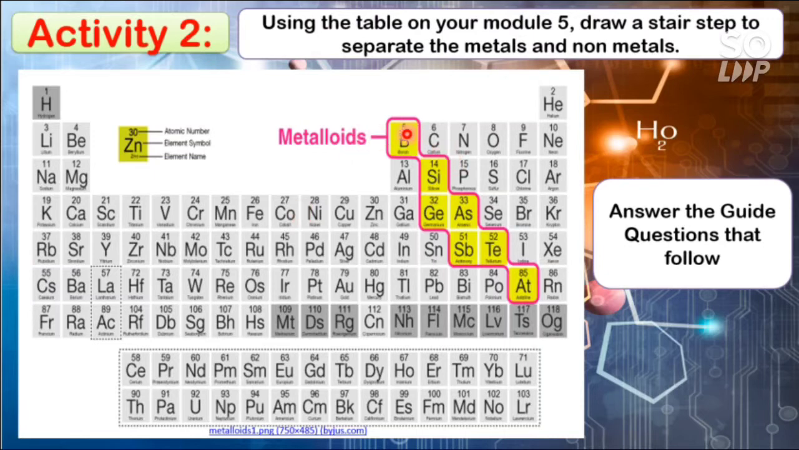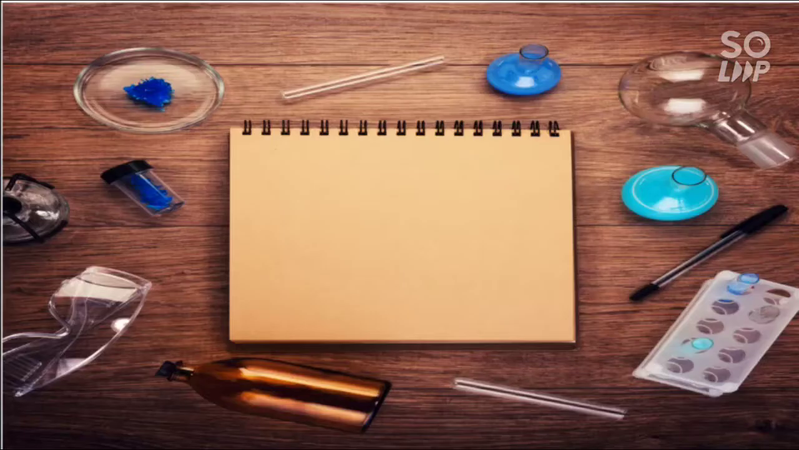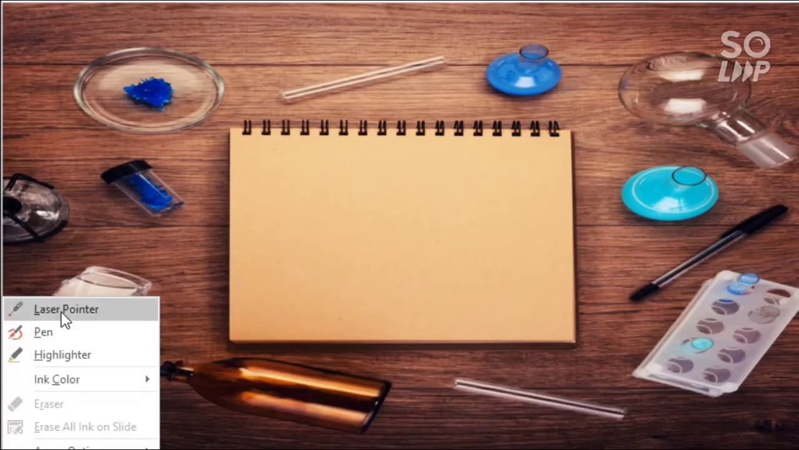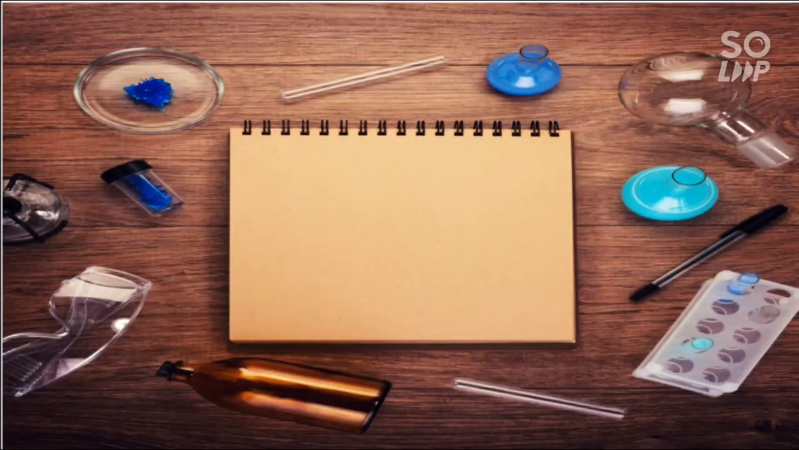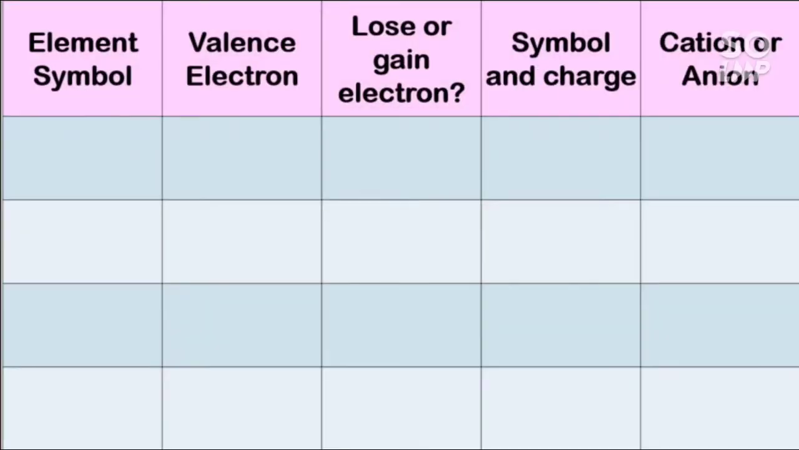These are the metalloids, boron, silicon, germanium, and so on and so forth. And then answer the guide questions that follow. Correction, this is module number 3. Okay, what is next? And now for you to answer the next activity, it will look like this. So take a look. On your module, you can find a table there. For you to complete the table for element, valence, which element will lose or gain, the symbol and charge, and which will be the cation or anion, I will give you some examples.